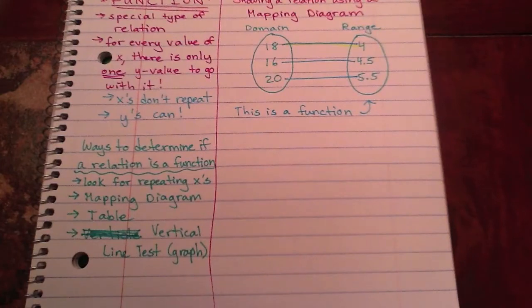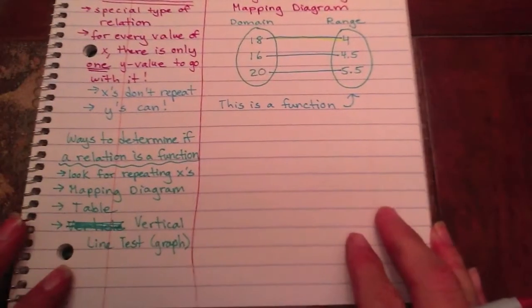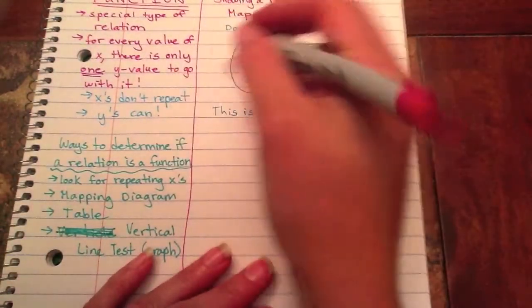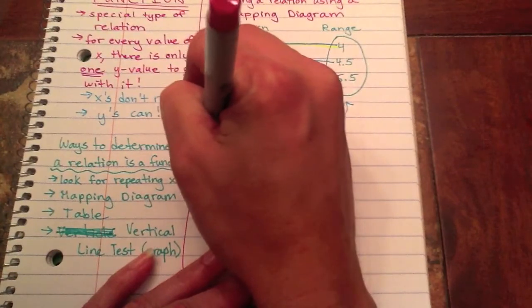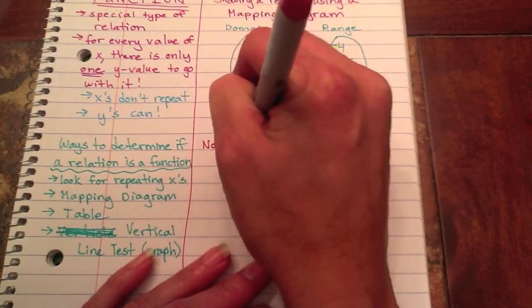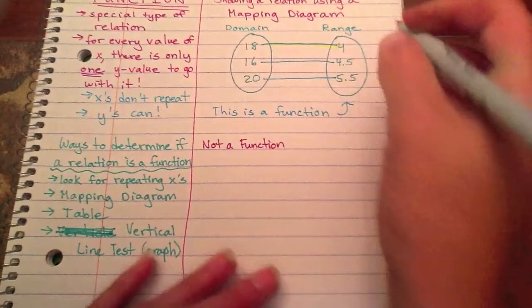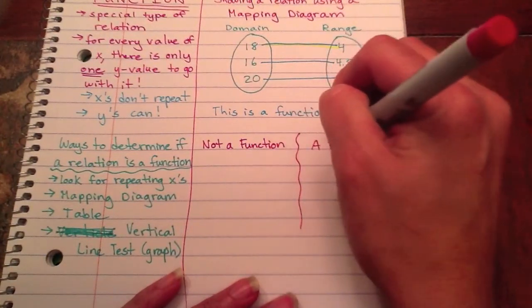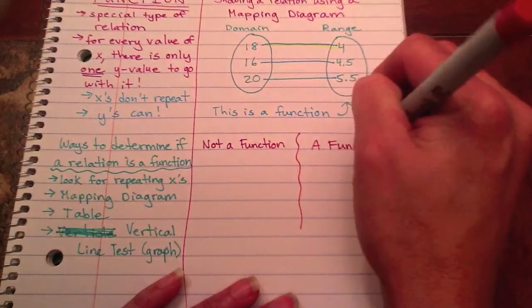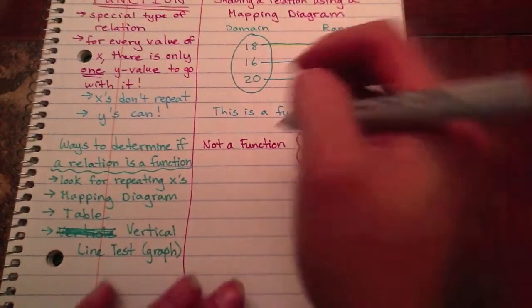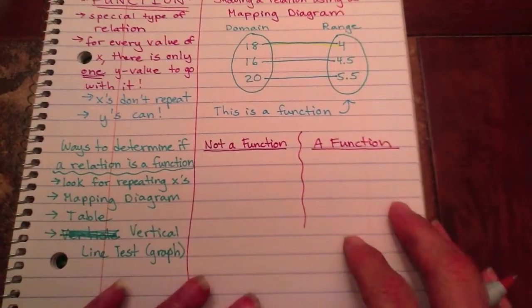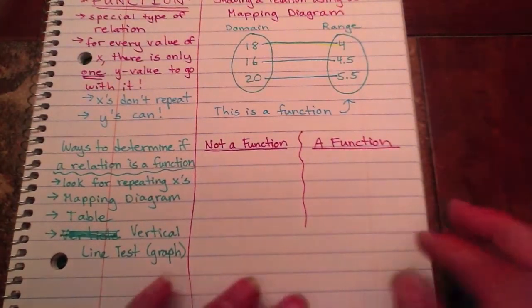I'm going to show you an example of something that ends up being a function and not a function, so you can see it in a mapping diagram. So first we're going to look at not a function. And then we're going to look at a function. Remember, I told you it's a lot of vocabulary. You're going to have to memorize all of this.